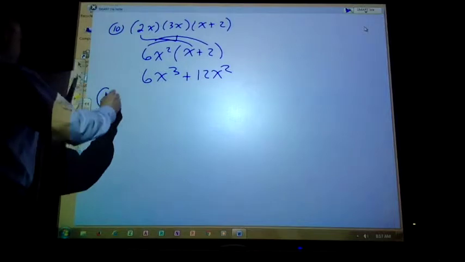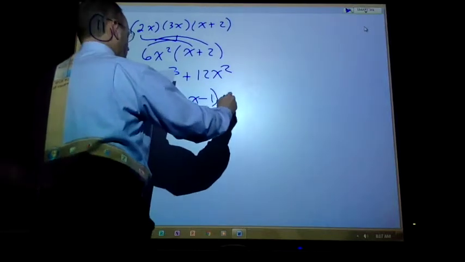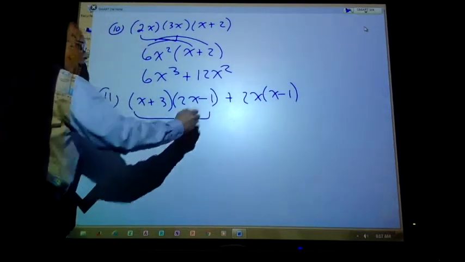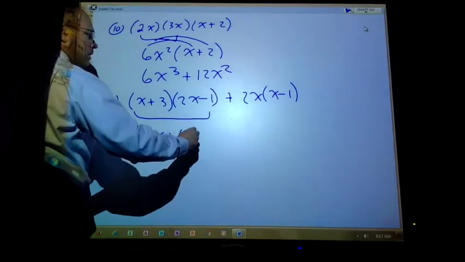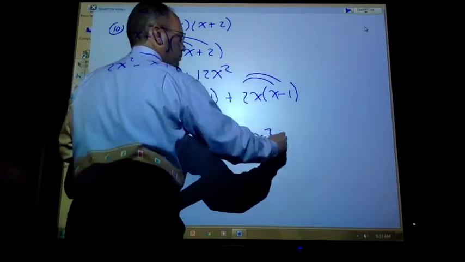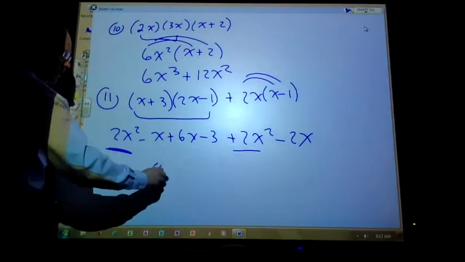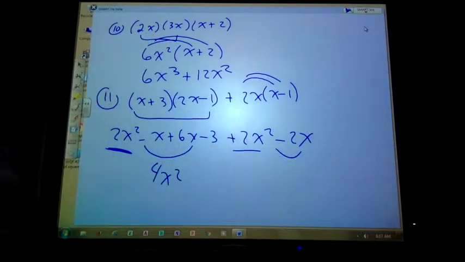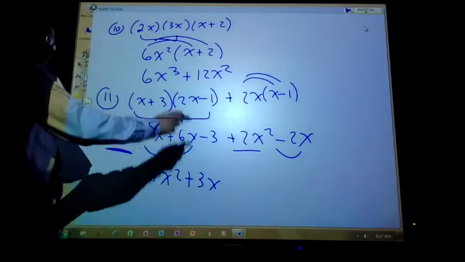Number 11, we have x plus 3, 2x minus 1 plus 2x, x minus 1. So let's multiply this whole thing out first. That's going to give me 2x squared minus x plus 6x minus 3, and then distribute here, plus 2x squared minus 2x. Combine like terms, so this and this are like terms, so I get 4x squared. Combine that and that, as well as that. So that's going to give me 5x minus 2 is plus 3x, and then minus 3.